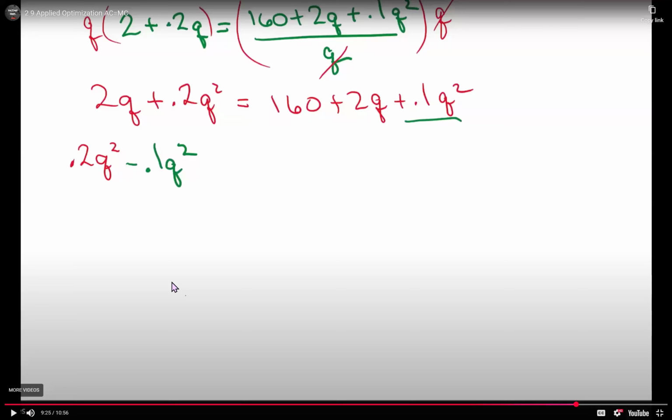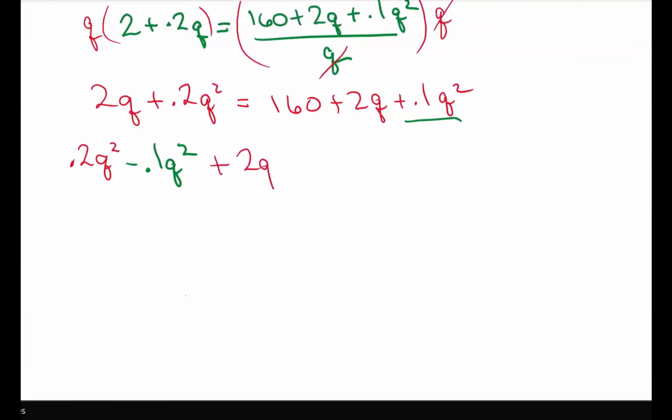Really, the algebra is however you want to do it. I'm not saying that it's my way or the highway. You can do it however you want as long as you get the right answer. As long as you're following the mathematical rules, it doesn't matter if you subtract 0.2 Q squared from both sides or you subtract 0.1 Q squared from both sides, right? Okay.